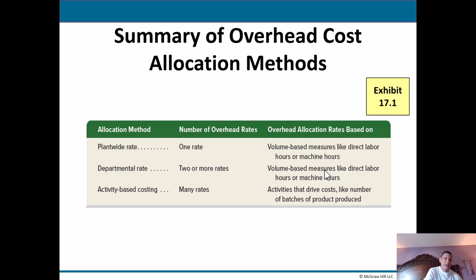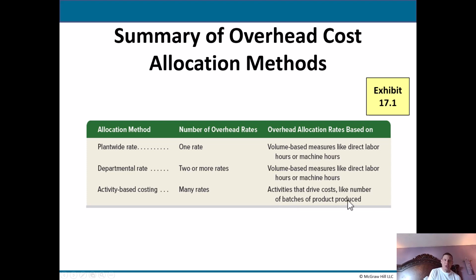So some of it's going to be driven by the predominant cost driver in that department. Now, what we're going to be focusing on in this video is activity-based costing. Notice it says many rates, right? It doesn't really tell you a whole lot there. Come over to the right, and it says activities that drive costs, like number of batches of product produced.